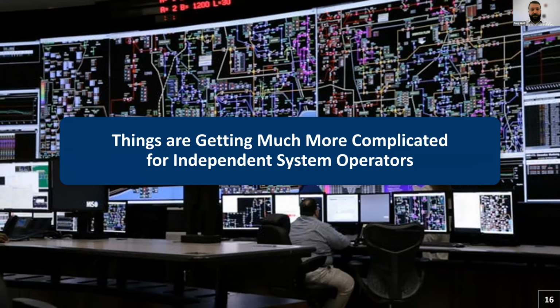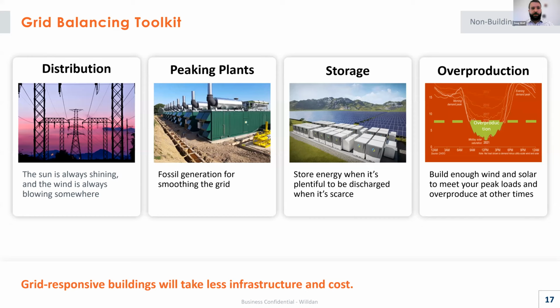Some of those solutions have nothing to do with buildings. We can take a look at those here. It might be building more distribution, better distribution systems, more peaking plants, those natural gas plants that need to ramp up and down with load, grid integrated storage, batteries, or overproduction. All of these solutions require a lot more infrastructure, a lot of capital costs. It's very expensive.